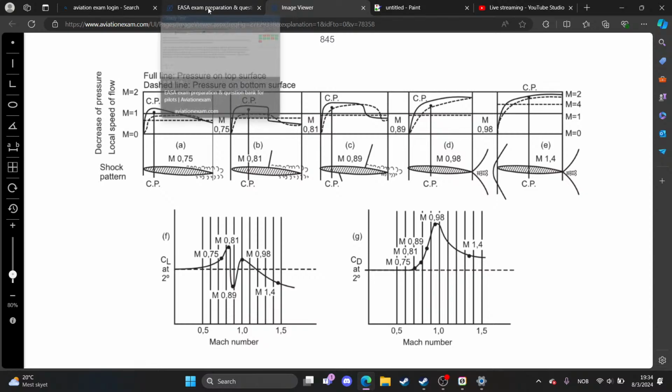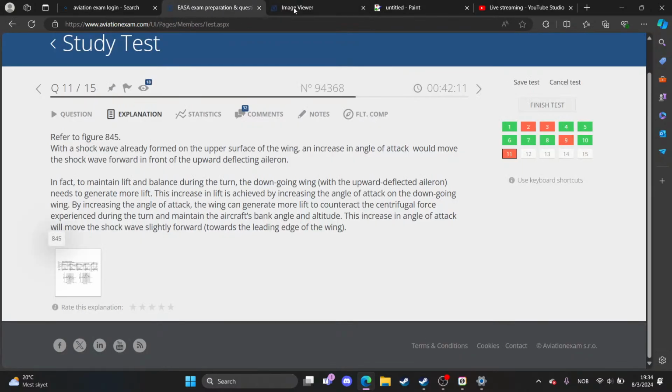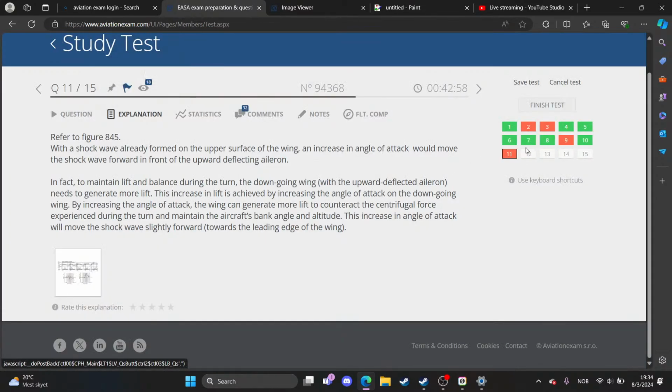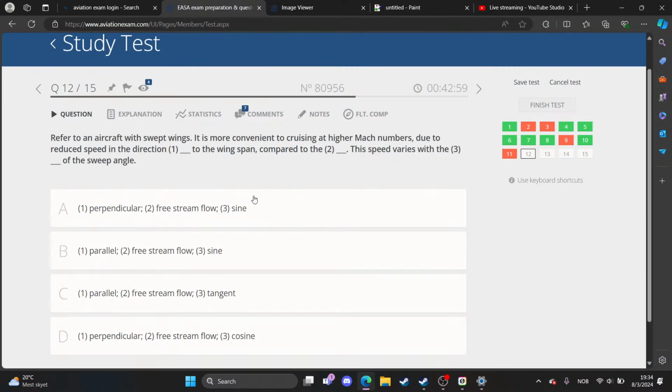Oh man, this is not making a lot of sense. Let's flag this question. Just keep on going.